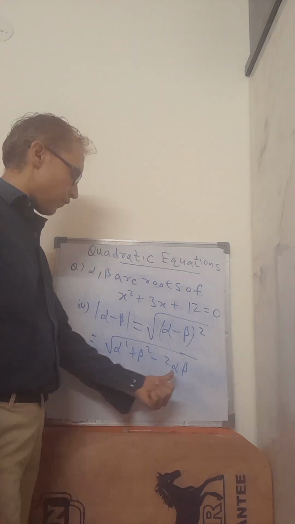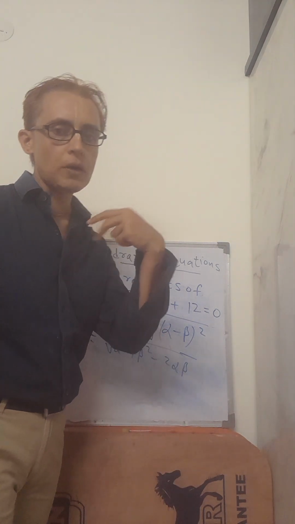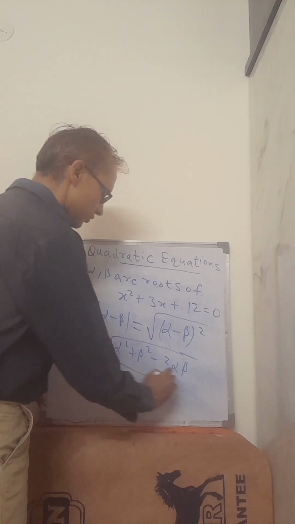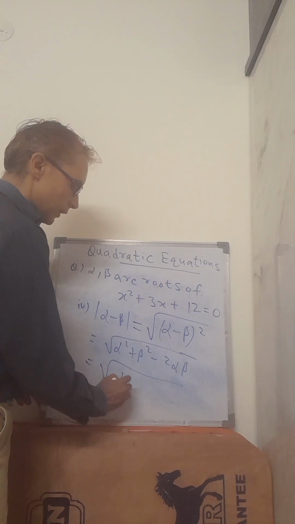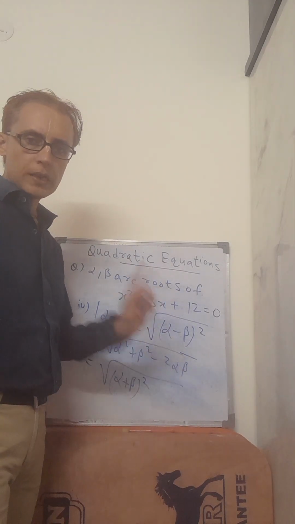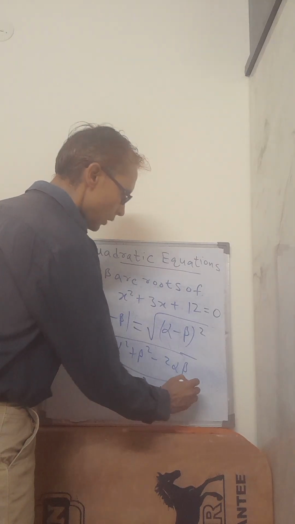So therefore alpha beta is here, but alpha square plus beta square we are supposed to convert into alpha plus beta form and alpha into beta form, and that formula we have already discussed. Alpha square plus beta square is what? Alpha plus beta whole square minus 2 alpha beta. So minus 2 alpha beta minus 2 alpha beta becomes minus 4 alpha beta. Okay, this formula you can remember.